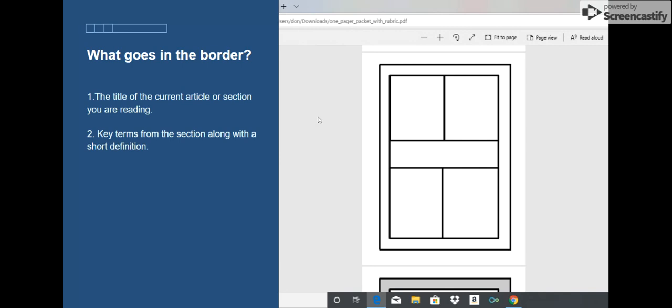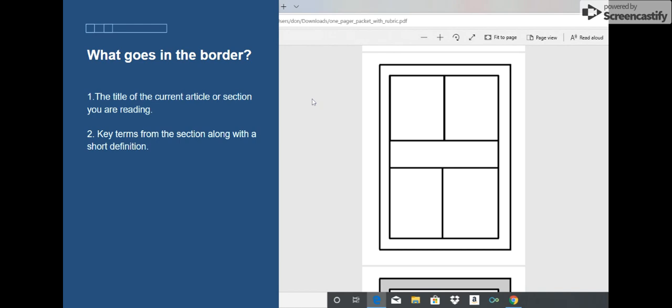So what goes in the border? In the border, you're going to write the title of the current section you're reading, and key terms from the section along with a short definition, any of the basic words and definitions that are important for the section. At this point, if you're doing this for the first time, hit pause and write this in the border of your one-pager.